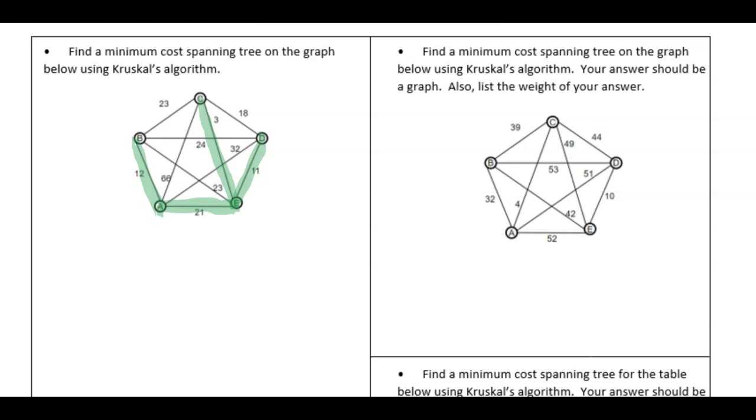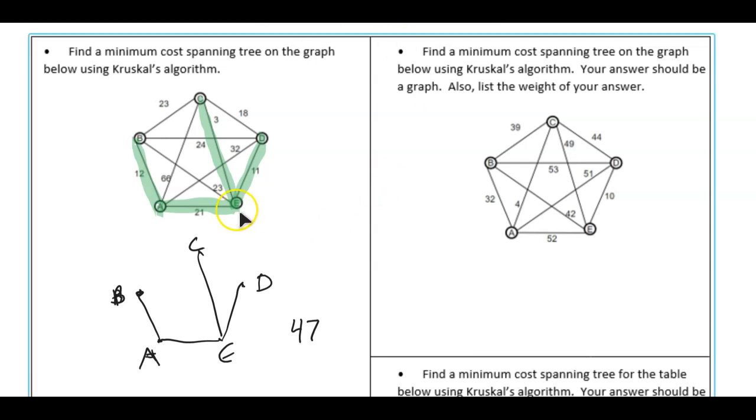So that shape, whether you recreate it or just highlight it in some way, in this case we want to find the minimum cost spanning tree, so we want to show the tree. This is probably the safest thing to do, is to recreate it. If you wanted to find the actual weight of the minimum, 12 plus 21 plus 11 plus 3, and you would get 47. So Kruskal's algorithm is not difficult.